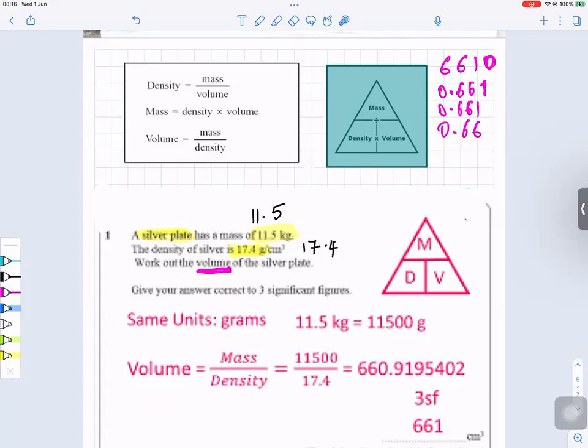So whenever you had 0.661, that was good. And then you had to times by 1,000 because we were changing it to the same unit. So that's one thing to notice, to make them the same unit. So 661.